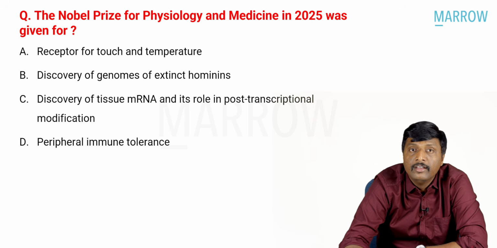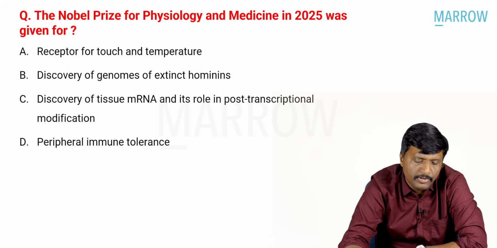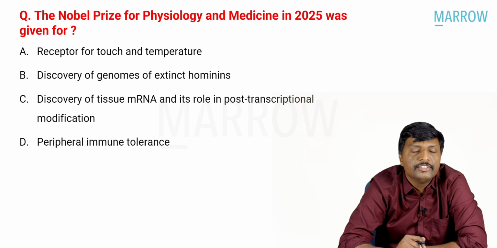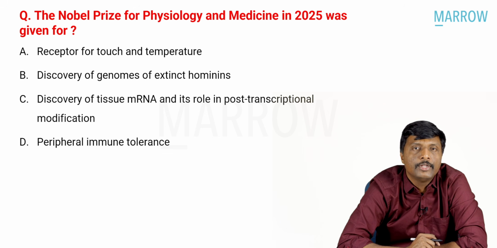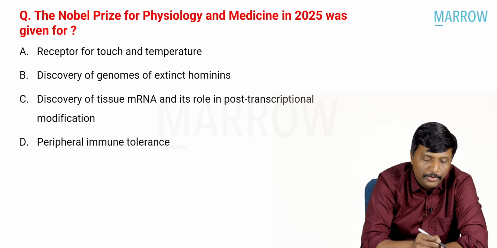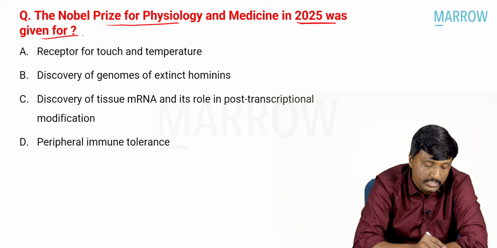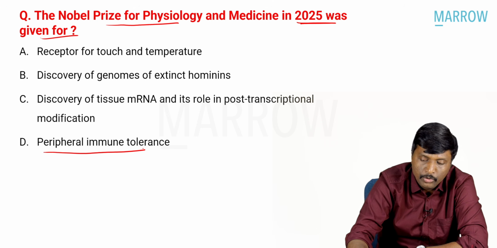Next, a very recent question. The Nobel Prize for Physiology and Medicine in 2025 was given for, even I shared this immediately when the news was announced, I put this as a story on my Instagram page. So, this is like a free giveaway question, very easy to answer. The Nobel Prize for Physiology and Medicine in 2025 was given for peripheral immune tolerance.